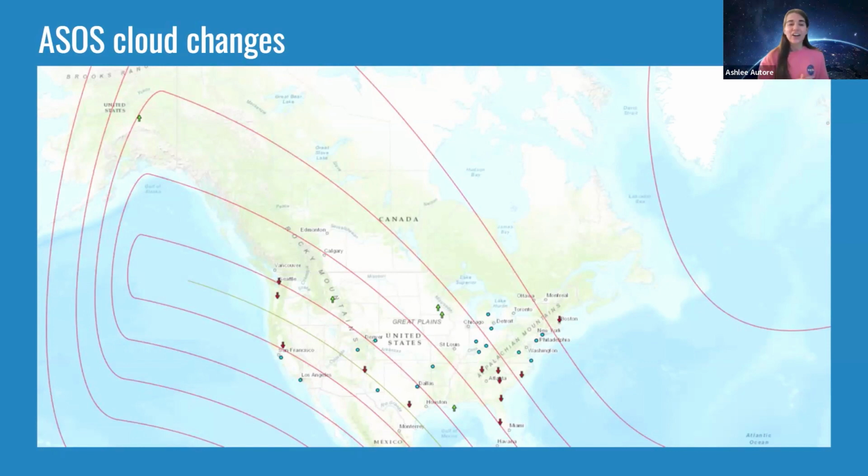And here are the ASOS cloud changes. So I did the same thing, an hour before the eclipse to an hour after the eclipse ended, using the ASOS site data. So the ASOS sites look straight up at clouds. They don't look around like the people do.